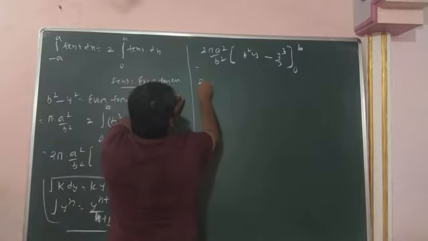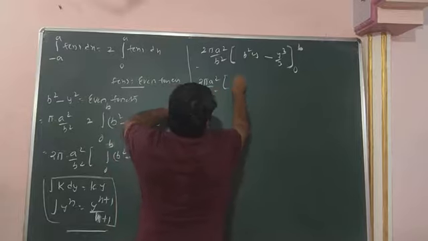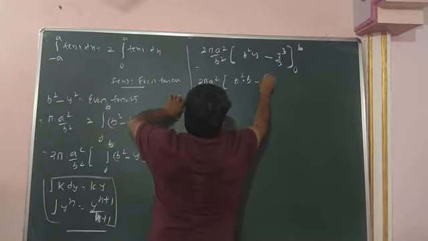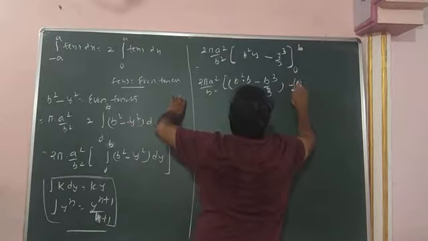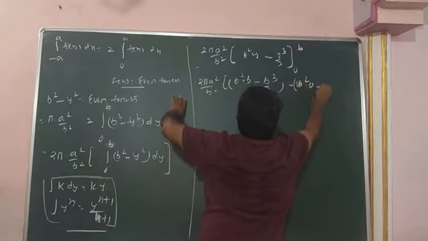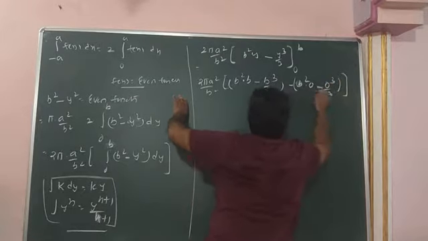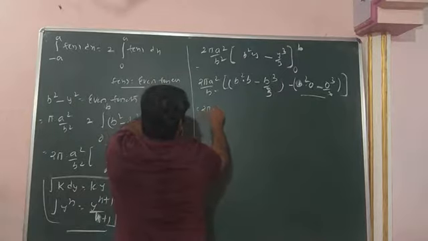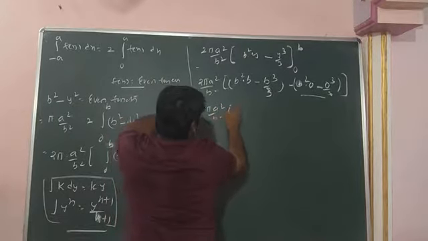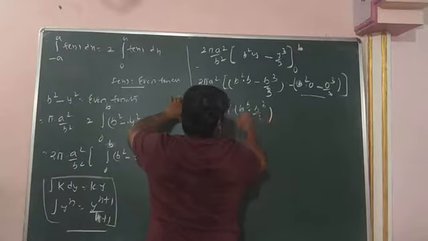We get 2 pi into a square by b square. Upper limit b, that is b square into b minus b cubed by 3. Lower limit, that is b square into 0 minus 0 cubed by 3. This value becomes 0. Therefore we get 2 pi into a square by b square into b cubed minus b cubed by 3, minus 0.